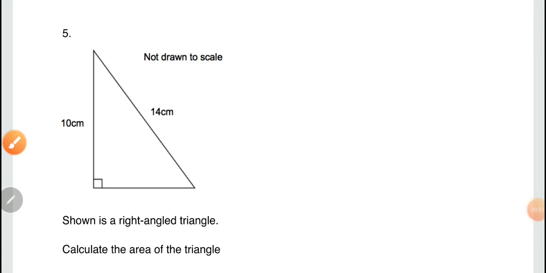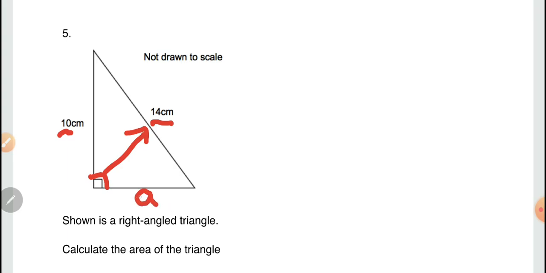Question 5. Again, we have a right angle triangle. 90 degrees is here, and this is the longest side, the hypotenuse. In this case, they have given us two sides: the longer side, the hypotenuse, is 14. One of the shorter sides is 10, and they've missed out one of the shorter sides, which I'm going to call A in this case.